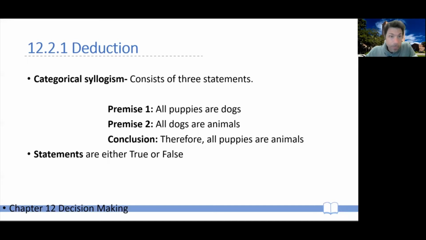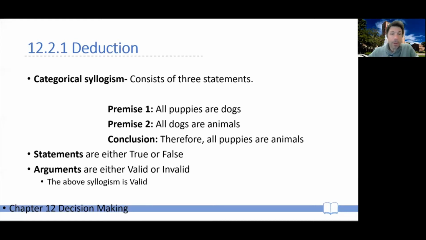Now, on the other hand, arguments are not true or false. Arguments are either valid or they are invalid. And they're valid if, given the premises, the conclusion has to be the case. It cannot not be the case. It has automatically to be the case. So for example, this argument that you see here is valid. Once you know that all puppies are dogs and that all dogs are animals, it has to be the case that all puppies are animals. And it cannot be otherwise.